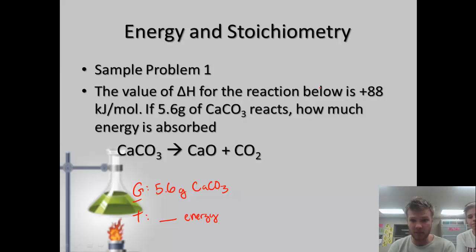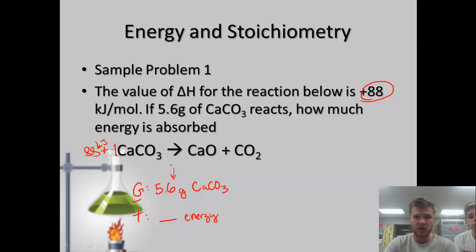Before I get ahead of myself, which side is the positive 88 on? It's going to go on this side, and it should be 88 kilojoules. The reason it's not just 88 kilojoules per mole is that it would be 88 kilojoules per mole if I had 1 mole of calcium carbonate. But I don't have 1 mole of calcium carbonate. I have 5.6 grams.